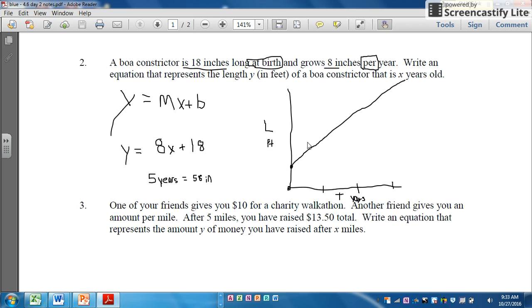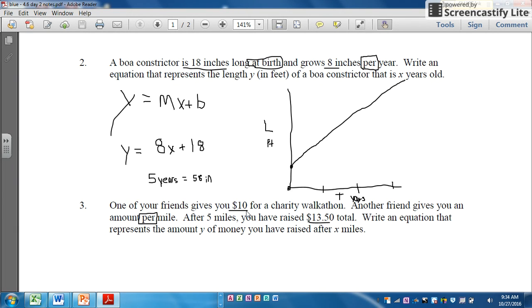One of your friends gives you $10 for a charity walkathon. Another friend gives you an amount per mile. Keyword there, P-E-R. Okay, that tells you the rate. Rate is also the slope. After 5 miles, you have raised $13.50 total. So go back and underline some of these key numbers. Write an equation that represents the amount of money y you have raised after x miles.